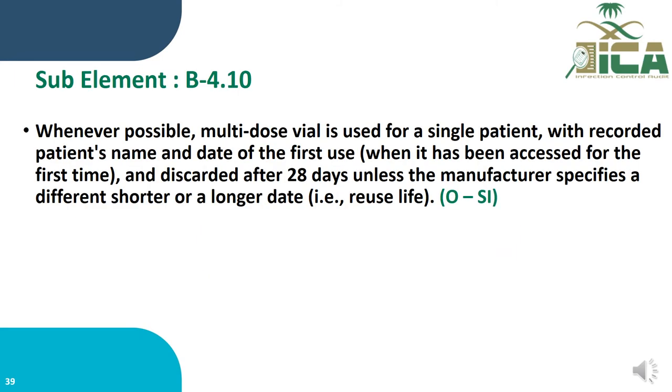Sub-element B4.10. Whenever possible, a multi-dose vial is used for a single patient, with the patient name and date of first use recorded when it has been accessed for the first time, and discarded after 28 days unless the manufacturer specifies a different shorter or longer date, for example reuse life. For this sub-element, we need observation and staff interview to evaluate and audit it.